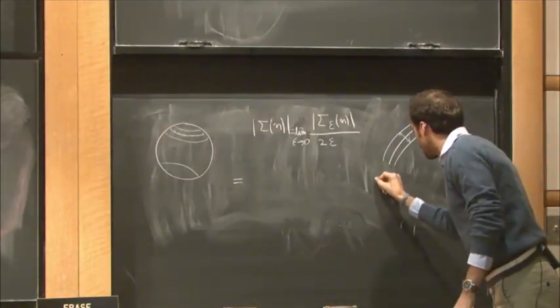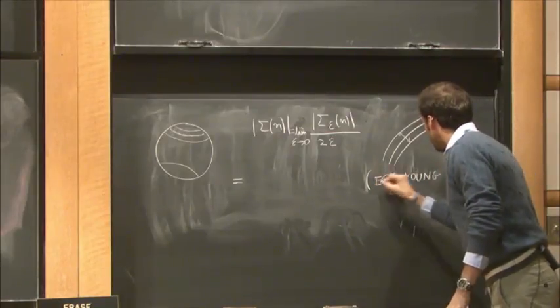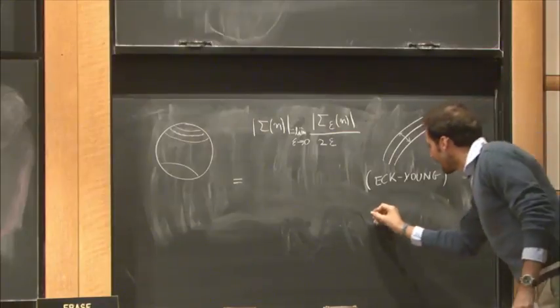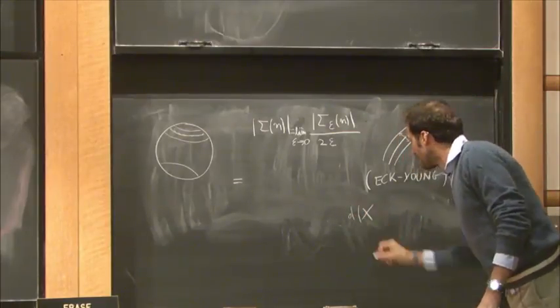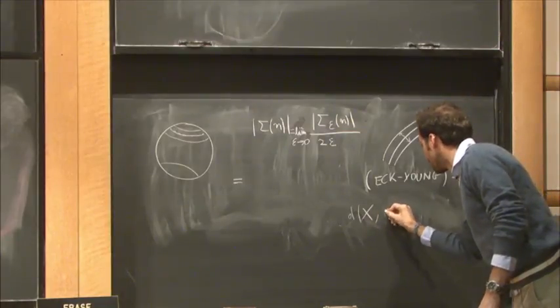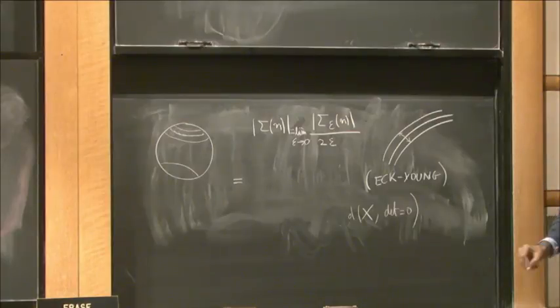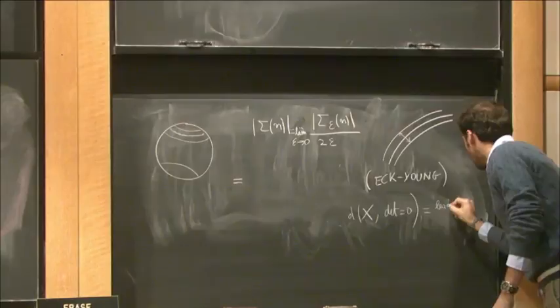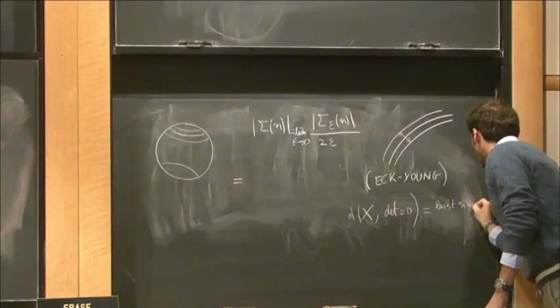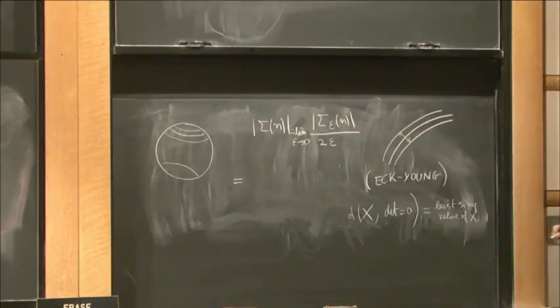It's called the Eckart-Young theorem. It says that if you pick a matrix X and you want to evaluate the distance between this matrix and the set of matrices with determinant 0, that's exactly the least singular value of X. It's an interesting theorem in the geometry of the space of matrices.